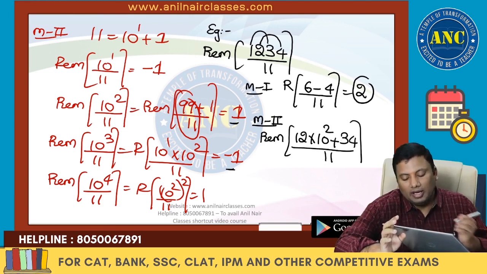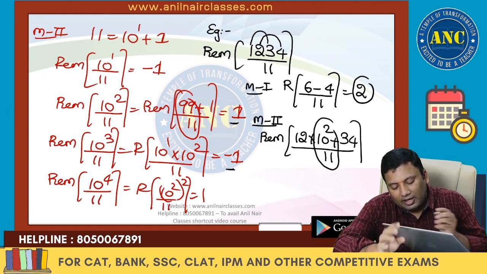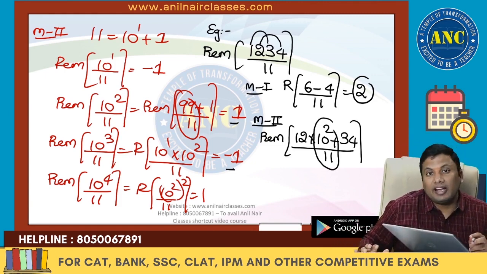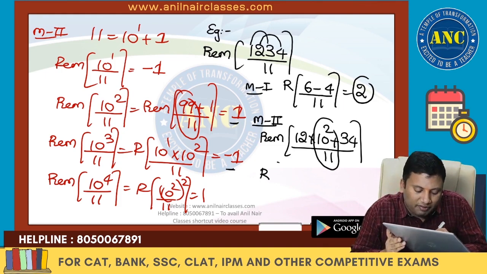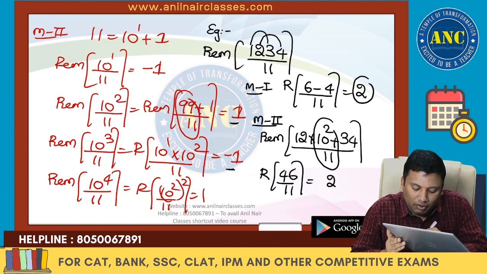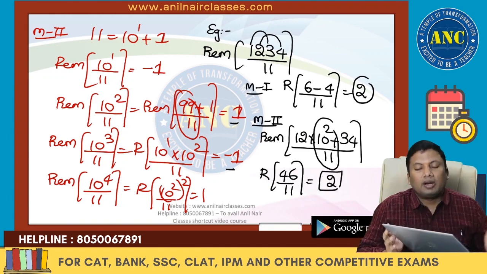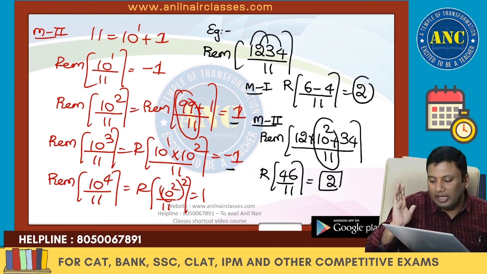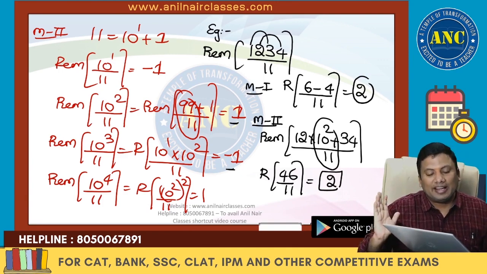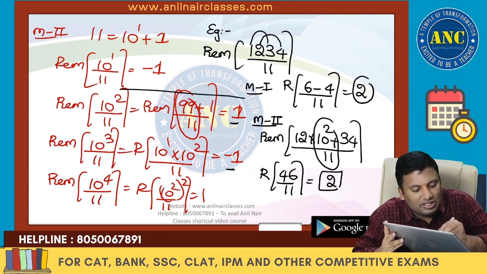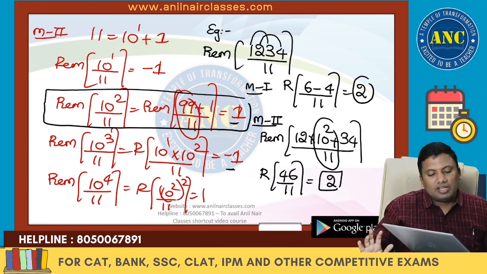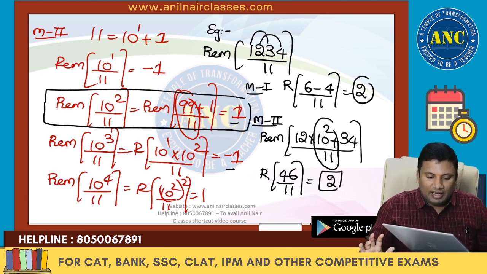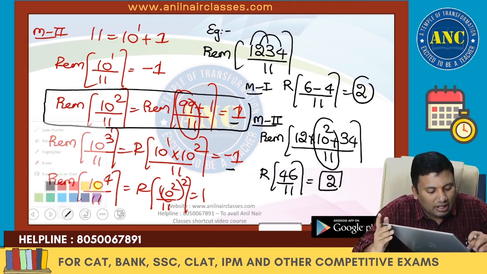Are you all with me? 10 square divided by 11, that is 100 divided by 11, 11 nines are 99, remainder 1. 12 plus 34 is 46. 46 divided by 11, 11 fours are 44. What is the remainder? 2. That means take a group of 2 digits and add them. This is another divisibility rule for 11.